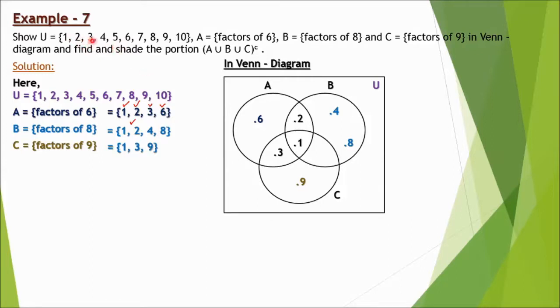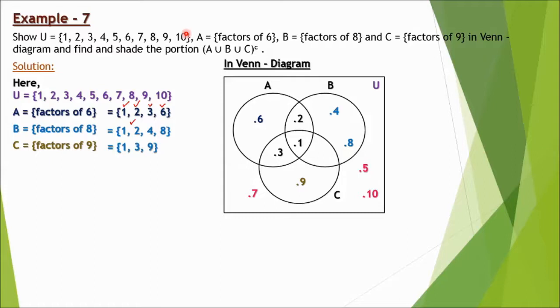1 is already there, 2 is there, 3 is there, 4 is there, 5 is not there, isn't it? You cannot see 5 inside the ring. So let's write 5 first. And 6 is there, 7 is another element which is not inside the ring. So let's write 7. 8 is there, 9 is there, and 10 is another element which is not inside the ring. So 10 is there. So now we have drawn the Venn diagram.